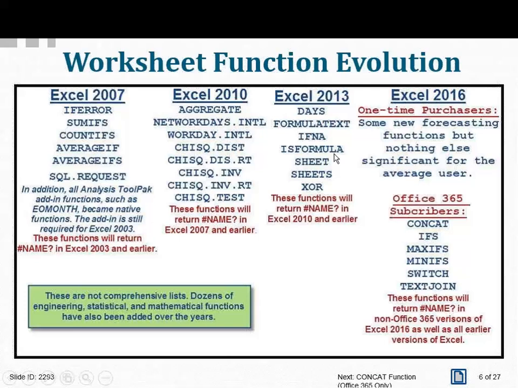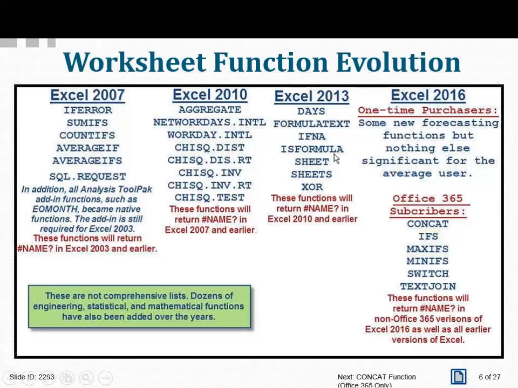So I mentioned that Excel or Office 365 has added a number of new worksheet functions, and this next slide here will show us kind of an evolution of worksheet functions that have been added to Microsoft Excel over the years. So we see that in Excel 2007, there were a handful of new worksheet functions, and this is not by any means a comprehensive list. What I've eliminated is most of the more esoteric functions. I list some of those esoteric statistical functions under Excel 2010, but I've mostly focused on functions that the average user might find of interest.